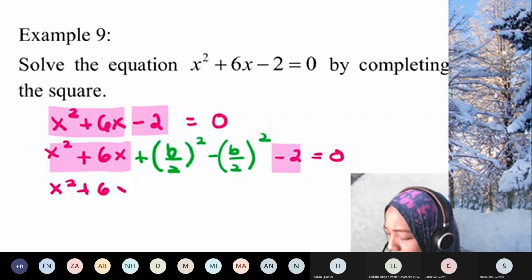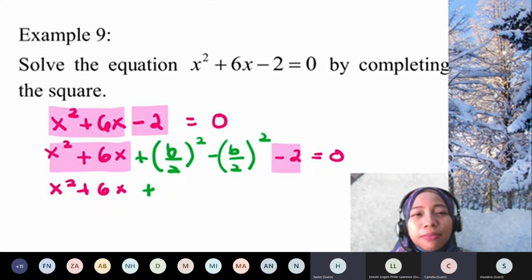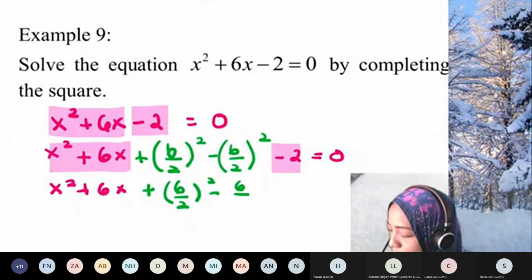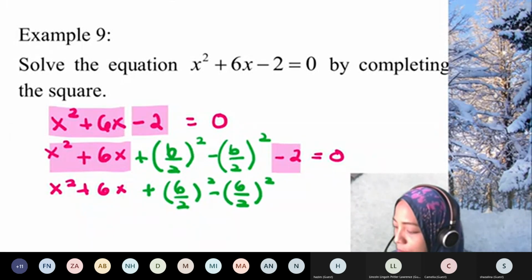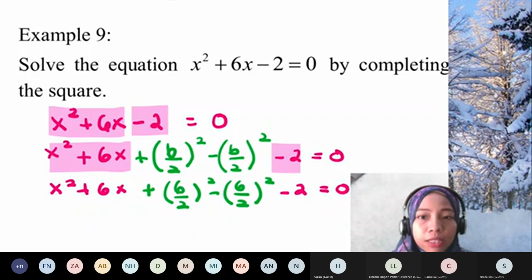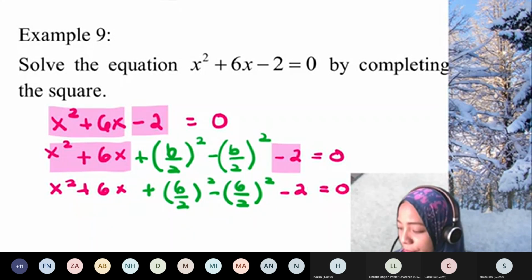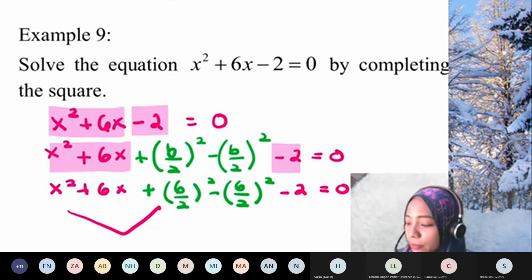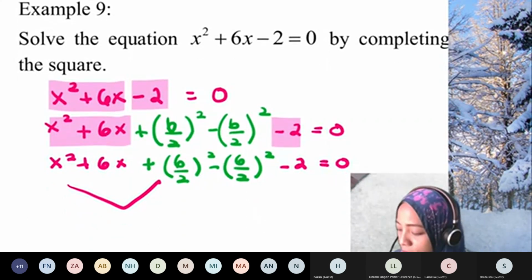So, x square plus 6x. Okay, what is your b, everyone? What is your b? 6. Yes, 6. 6 over 2 square. Minus with 6 over 2 square. Minus with 2 equals to 0. Okay? Okay, now. I dah kata tadi, dekat sini crucial step. Tanpa kuasa 2. Term pertama dan term ketiga tanpa kuasa 2. First and third term without square.